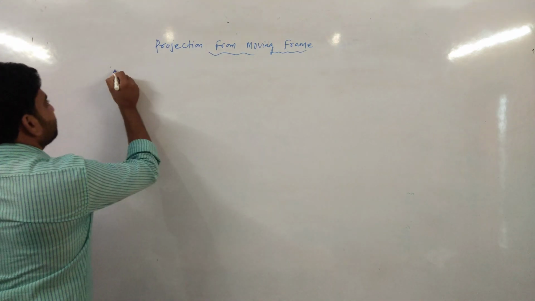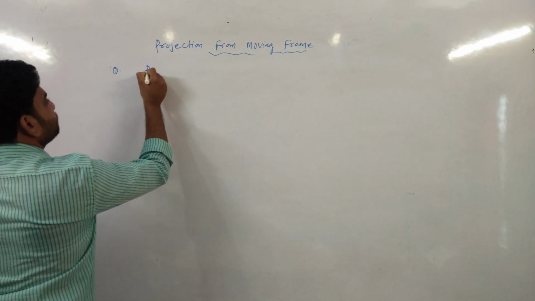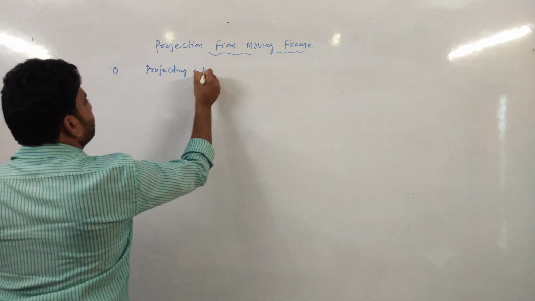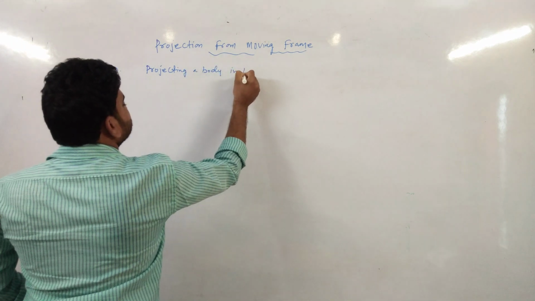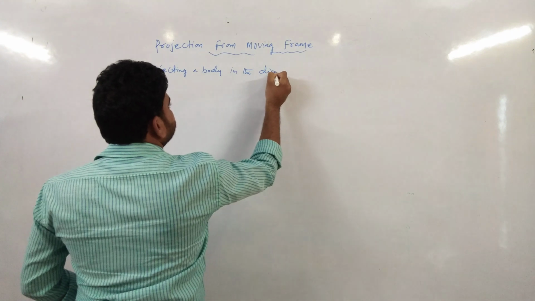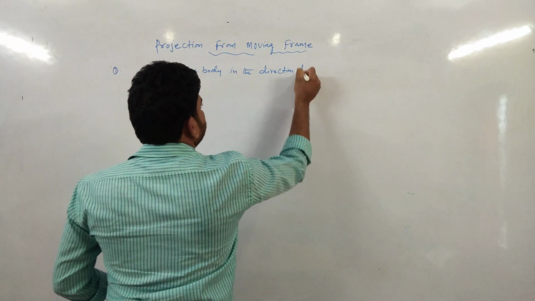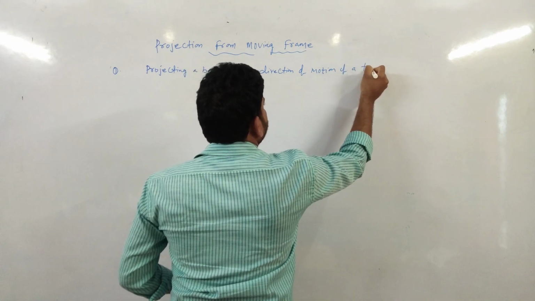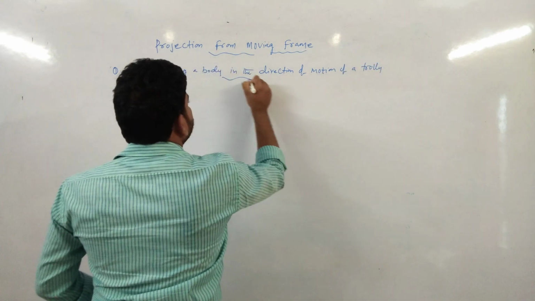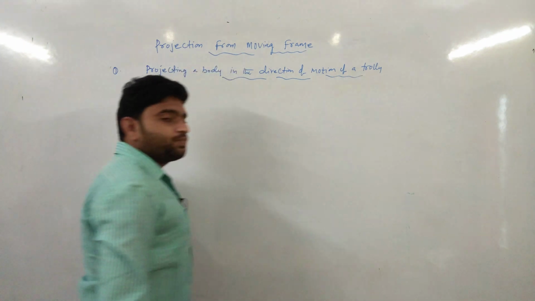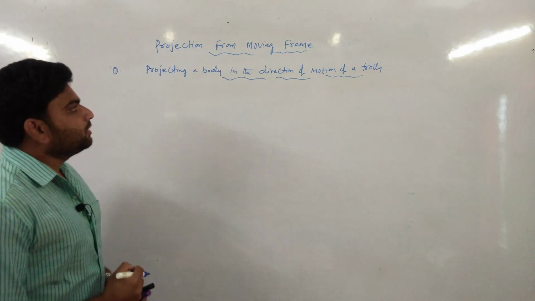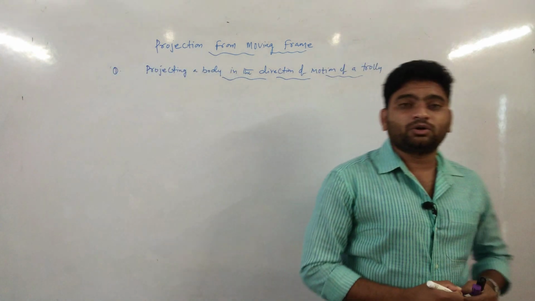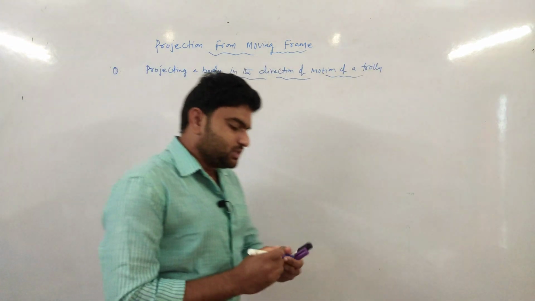So in that we have case number 1, that is projecting a body in the direction of motion of a trolley. So this is case number 1. So what is that case? The projection of a body in the direction of motion of a trolley. That means the projection and the trolley here both are in the same direction. We'll see how it will be.